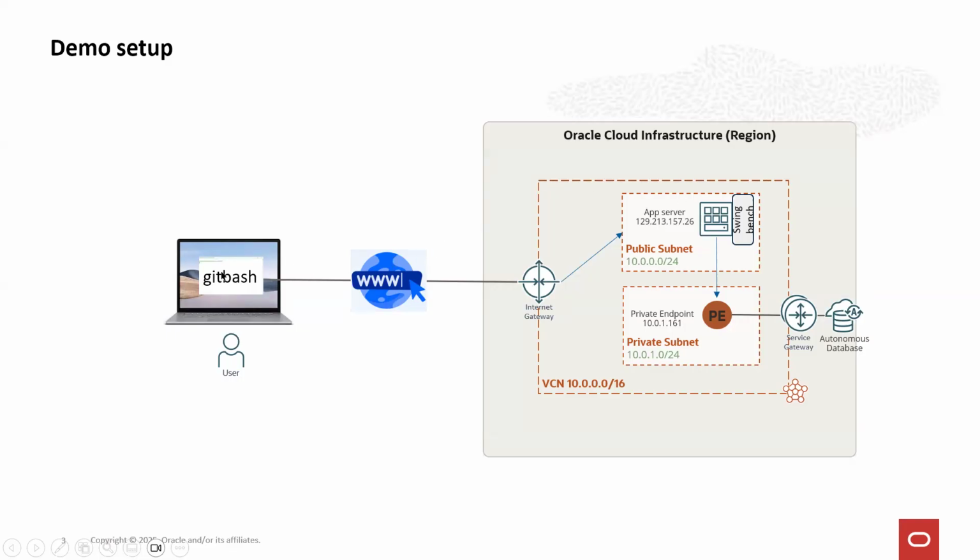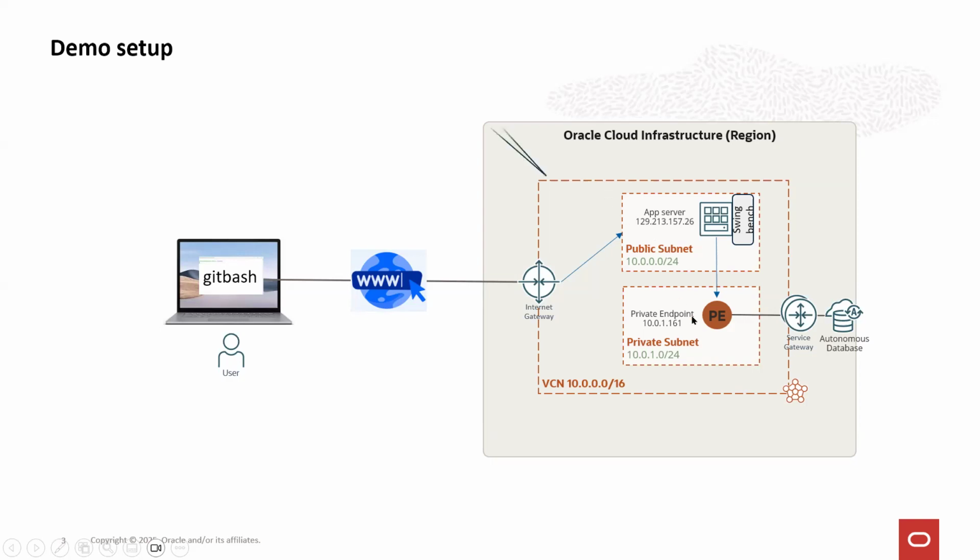I'm going to do this from my laptop, and my laptop runs Windows. Windows comes with a lightweight Linux VM called Git Bash. I'm going to go over the internet and log into my cloud account, create the VCN, and create an autonomous database that's going to be secured by a private endpoint. That means you cannot directly access it from the internet; you have to go through this private endpoint.